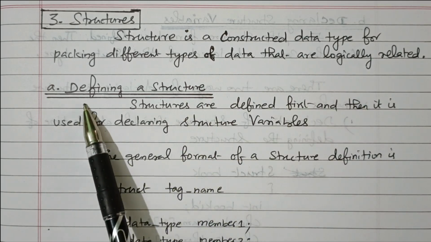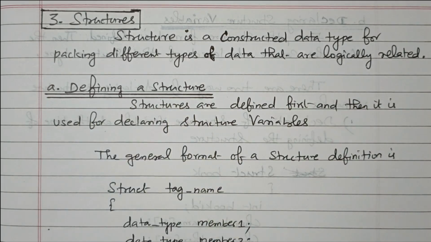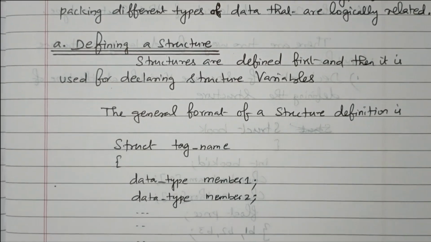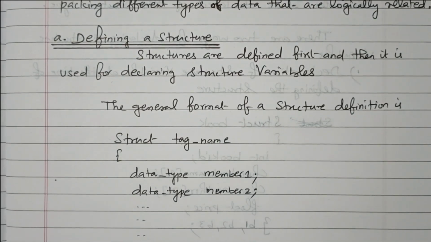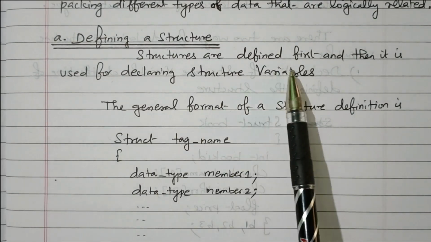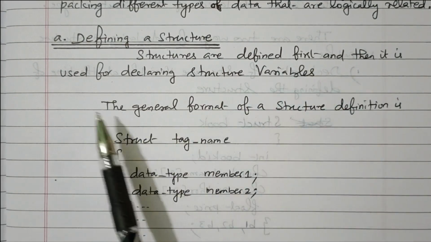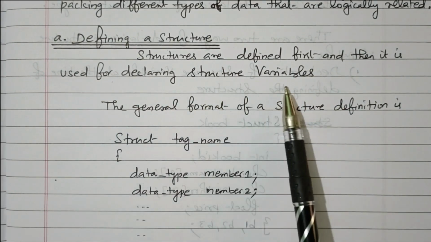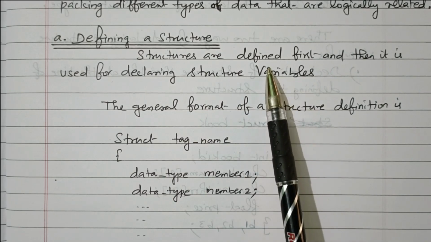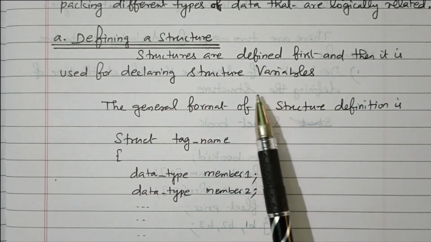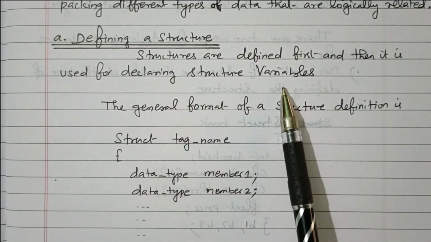We'll see defining a structure. How to define the structure? What is the general format to define the structure? We'll see now. Structures are defined first and then used for declaring structure variables. First we need to define the structure, then we can declare the variables, right?